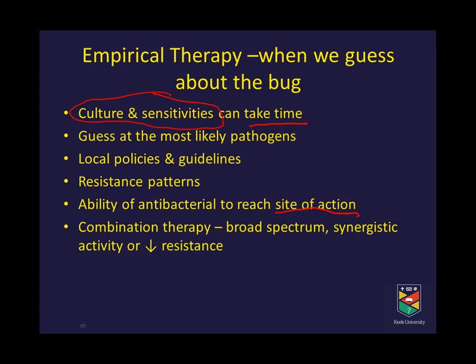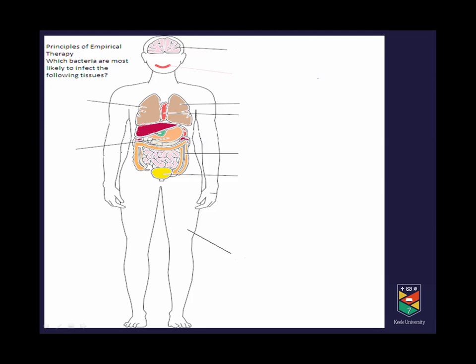In some cases, we may want to use combination therapy. So you may see that in the case of Helicobacter pylori infections, you may see it in the case of TB. And basically the idea is we're looking for either synergistic activity or to prevent the spread of resistance in bacteria. Okay, so what I have here is a little man, and I'm just going to write some of the common infective agents on his organs here.